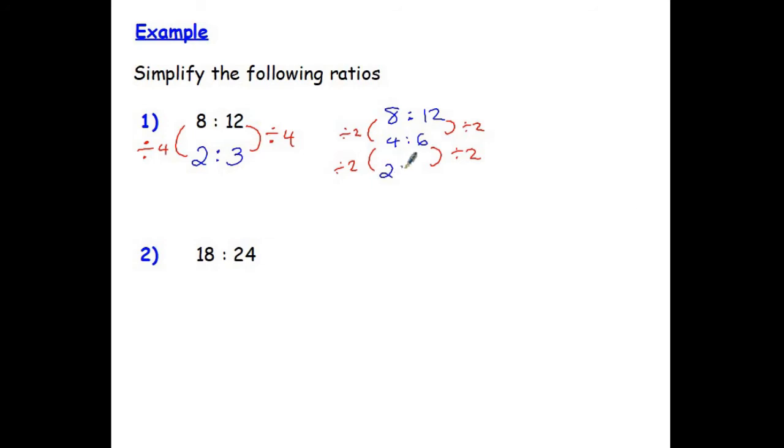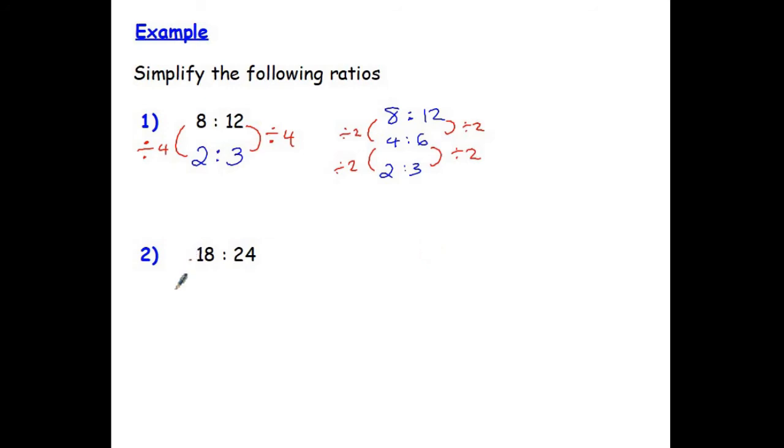And that would be 2 to 3. So it doesn't matter if you can spot the quick method or if you've got to do more steps. It doesn't matter at all. You still get the same answer. So the second question is 18 to 24.